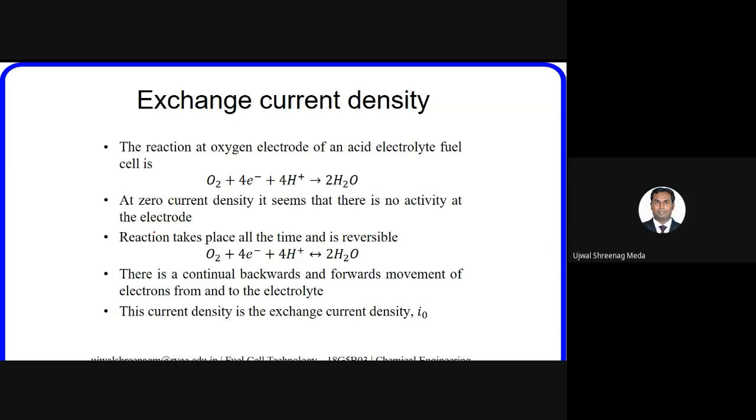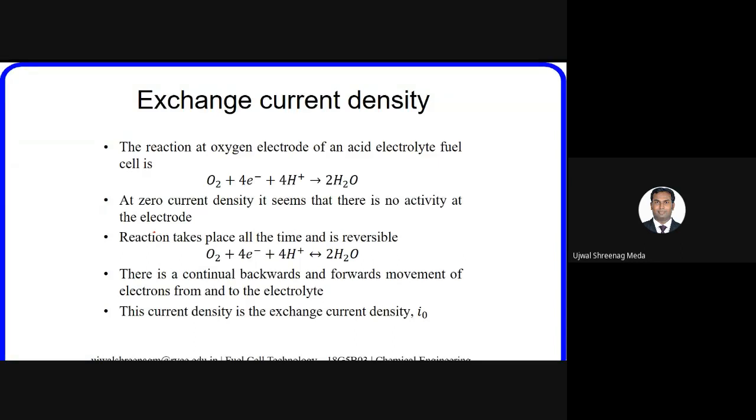At zero current density, it seems that there is no activity at the electrode. So what is the zero current density? That means the fuel cell is connected to a load. It is in working condition, but the load is not drawing current from the fuel cell. So that is zero current density. No current is being drawn by the load from the fuel cell.